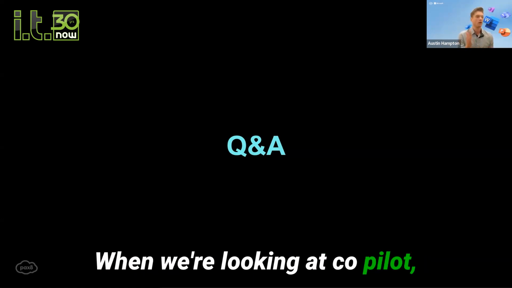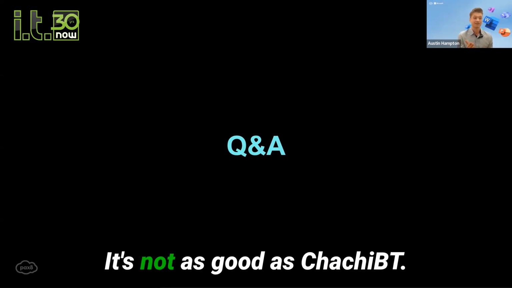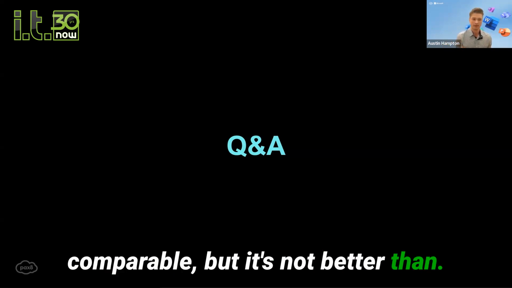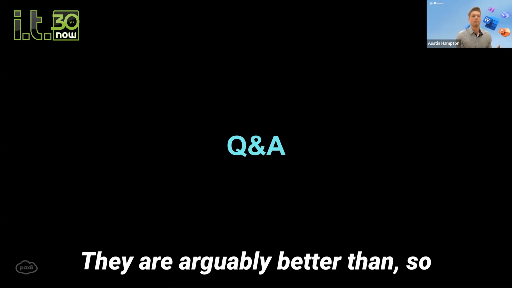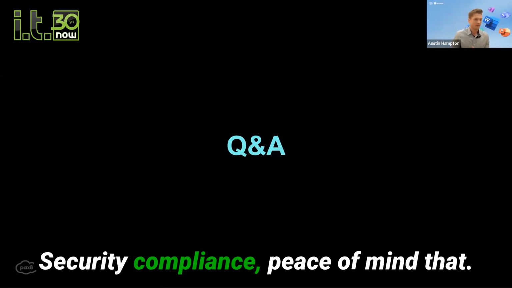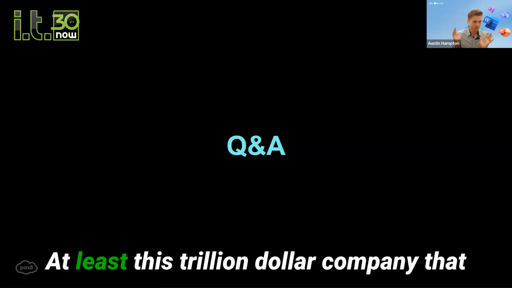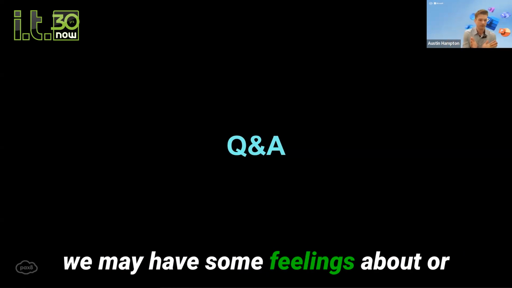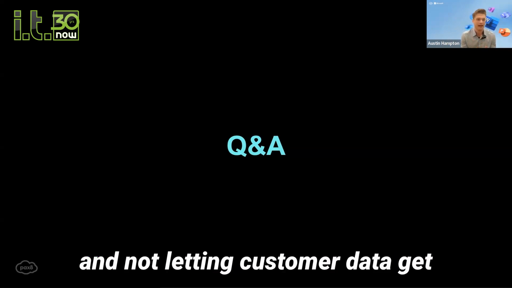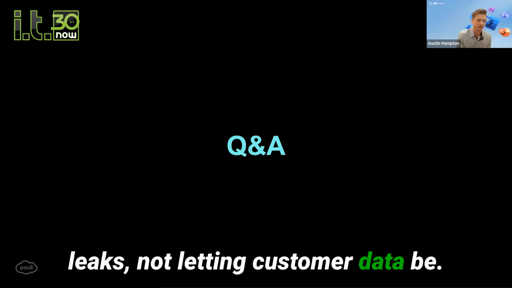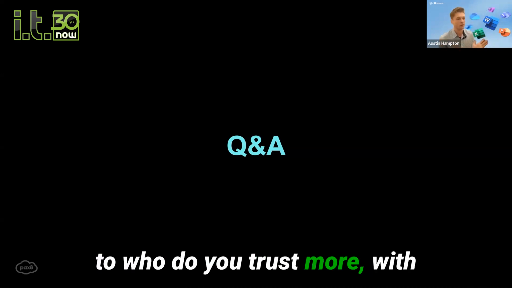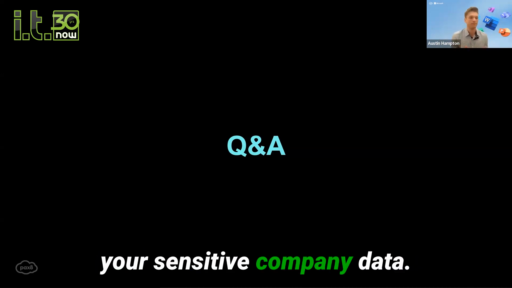When we're looking at Copilot, we are making some sacrifices. It's not as good as ChatGPT. It's not as good as Claude. If you go toe to toe with it, it's comparable, but it's not better than. They are arguably better than. So we're giving up some performance, but what are we gaining from it? Security, compliance, peace of mind that this trillion-dollar company, that we may have some feelings about or not, runs on trust as a very big thing there. Security and compliance, and not letting customer data leak, not letting customer data be exploited, is a big tenet of Microsoft's. And so that just comes down to who do you trust more with your sensitive company data.